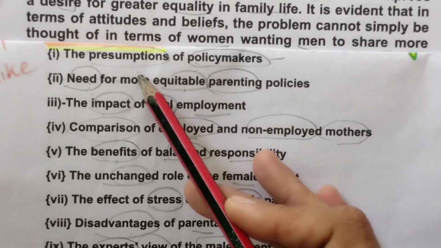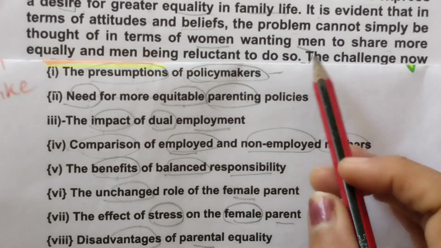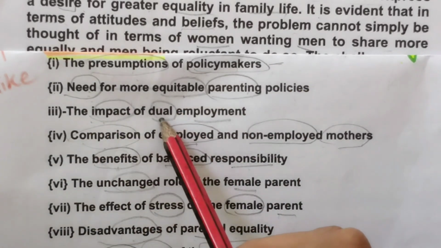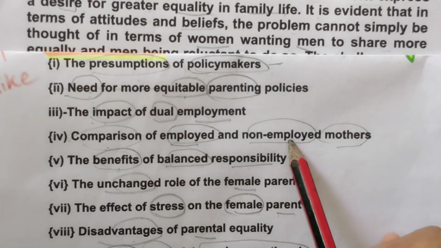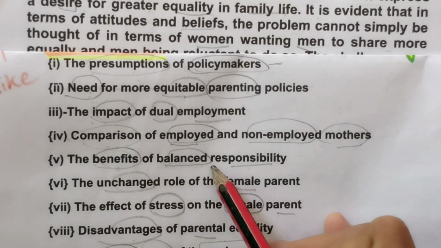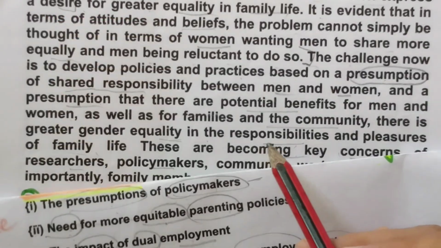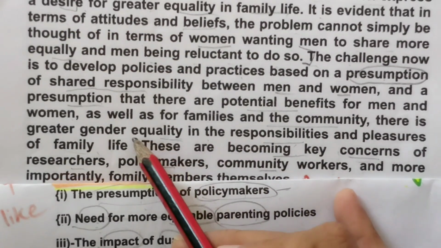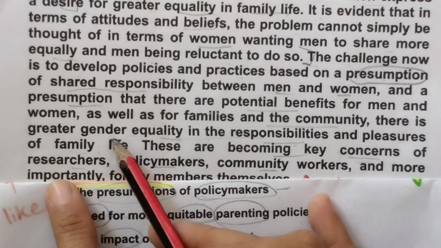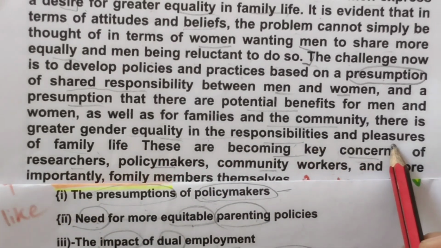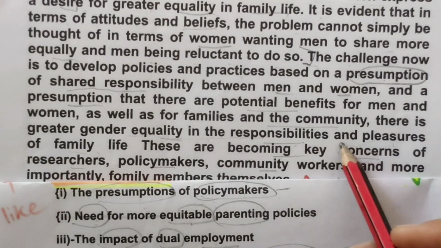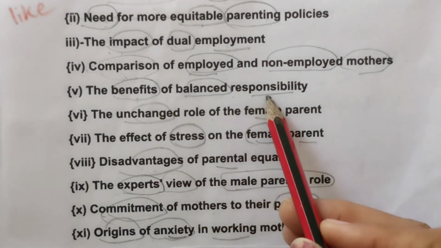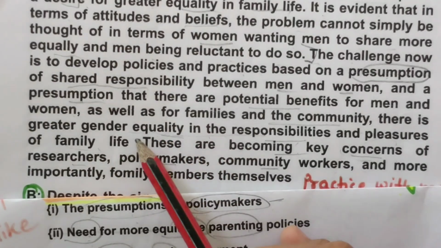Presumptions of policymaker, only this thing they are not talking about here in the paragraph. The impact of dual employment, comparison of, this is also not given. The benefits of balanced responsibility, this is also not there. Benefits of balanced, no, they are not. There is a greater gender equality in the responsibilities and pleasures of family life. Balanced responsibility, only benefits, they are not talking, I don't think so.